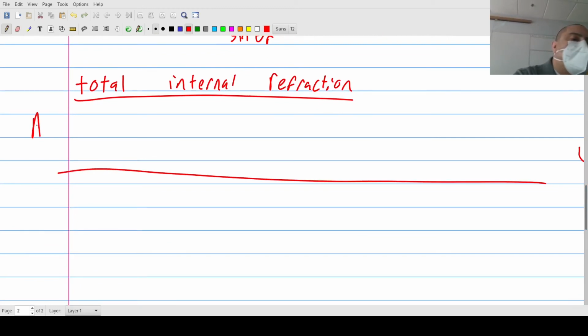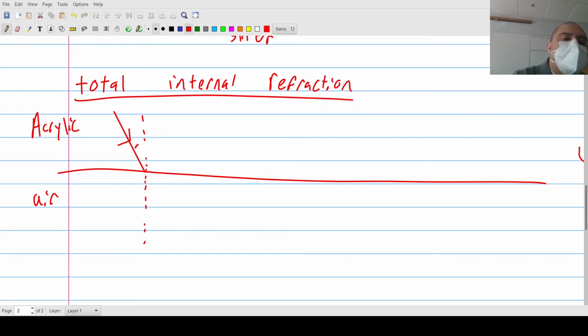So as you get farther and farther along, let's say up here we have acrylic, and down here we have air. If I go from acrylic to air, here is a ray of light going that way. I'm going to draw in the normal. The angle is going to get bigger.